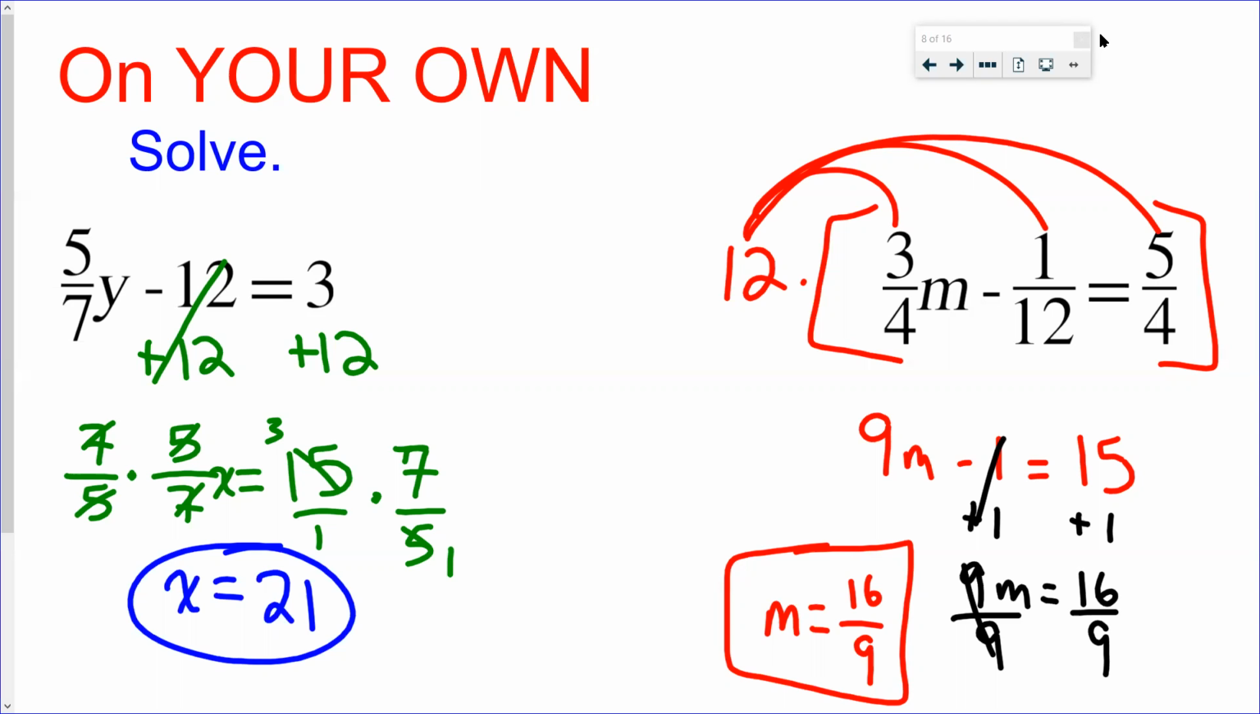All right. So remember, when we see a whole bunch of fractions, we want to multiply by the least common denominator, get rid of all your fractions. Then you're working with integers. If you just see one fraction being multiplied by the variable, then what you're going to do is follow your steps. In the end, multiply by your reciprocal.